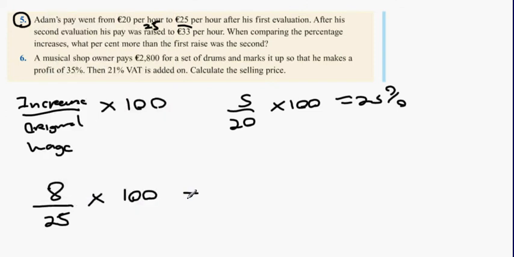32%. So his second increase, what percent more than the first raise was the second? It was 7% more, because the first one was 25% and the second one was 32%.